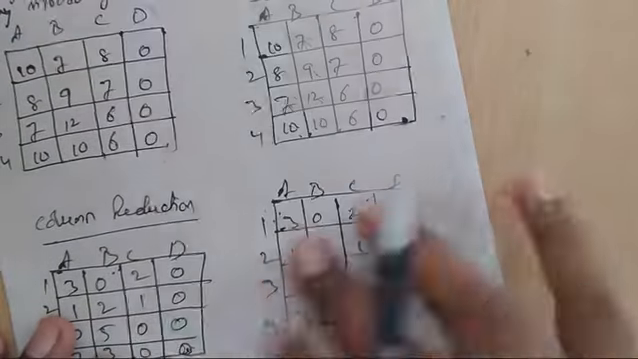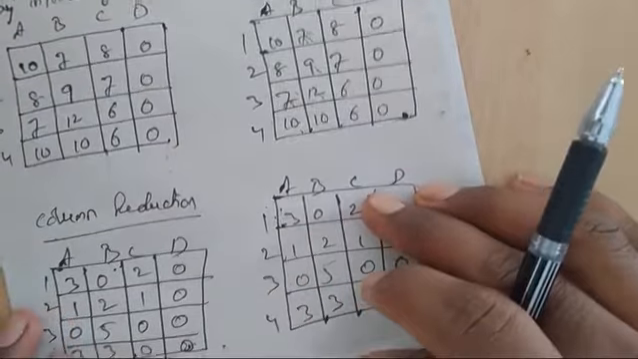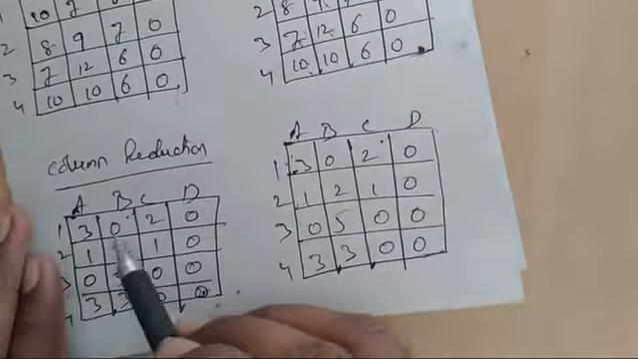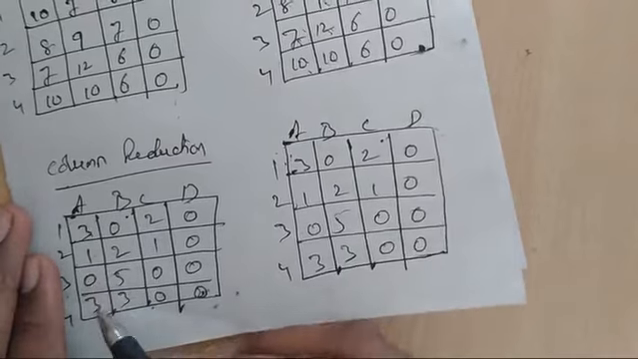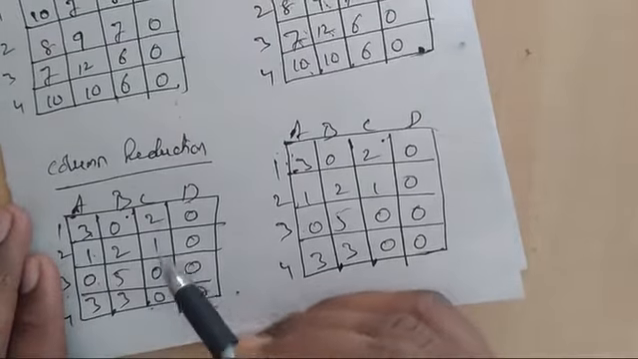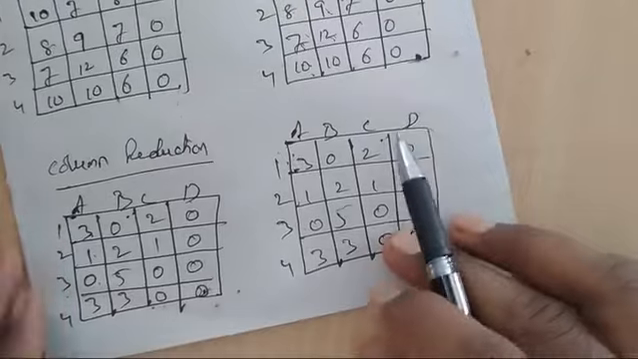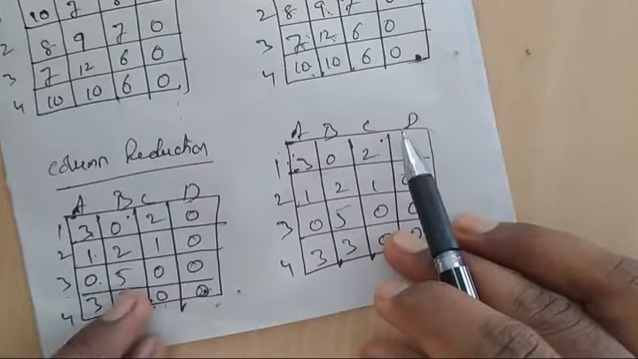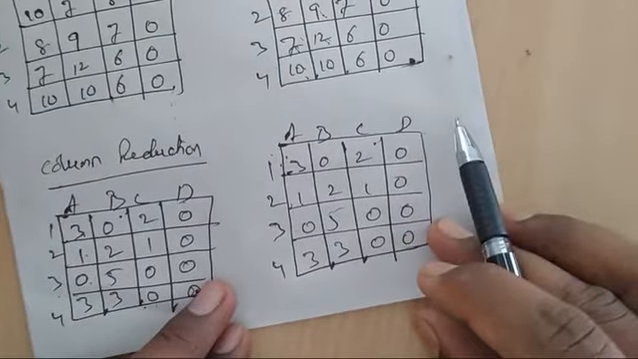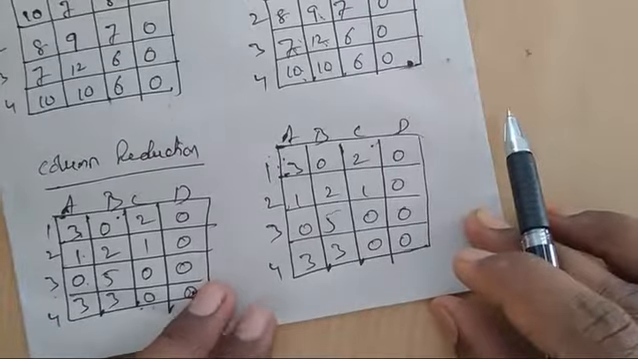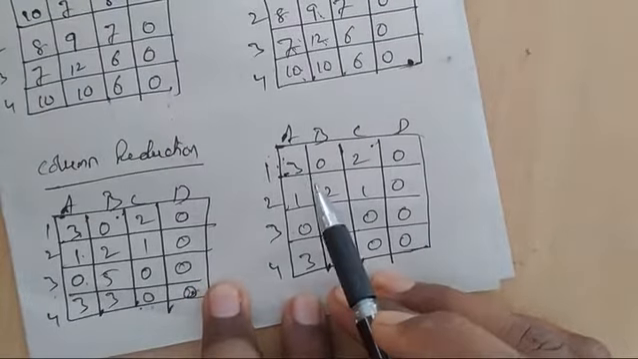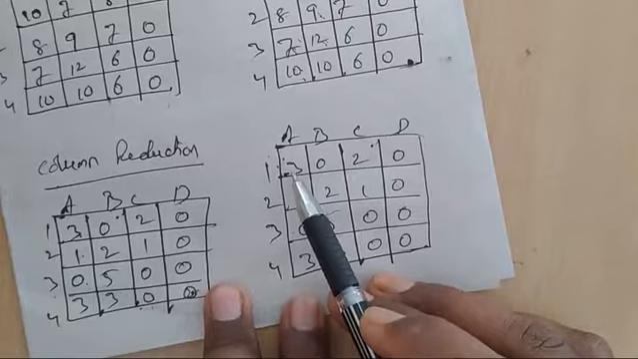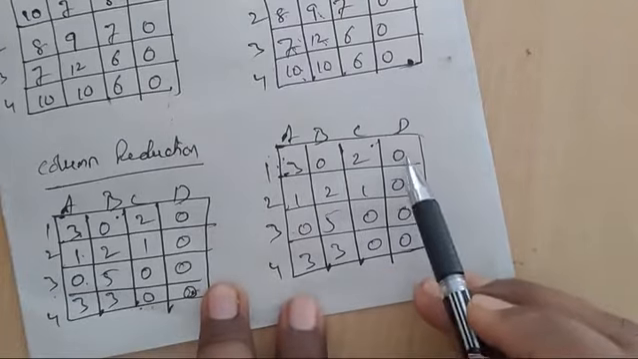After doing the column reduction calculation, the table obtained is 3 1 0 3, 0 2 5 3, 2 1 0 0, 0 0 0 0. After getting the column reduction, we have to make the assignment. How can we make the assignments? First we have to identify the single zeros in each row.